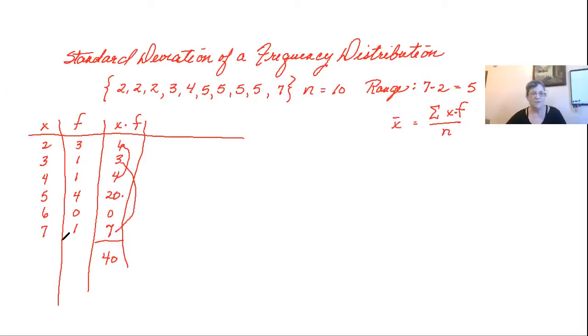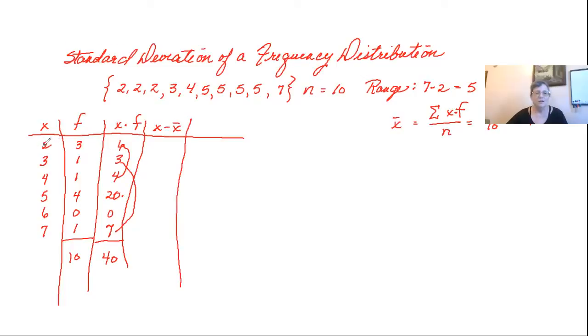Let me add up this column to make sure that I got all of my numbers here. 3, 4, 5, and 5 is 10. Okay, so there were 10 numbers. They're all accounted for. 40 means that my mean is going to be 40 divided by 10, which is 4. Okay, now I can do my x minus x bar.